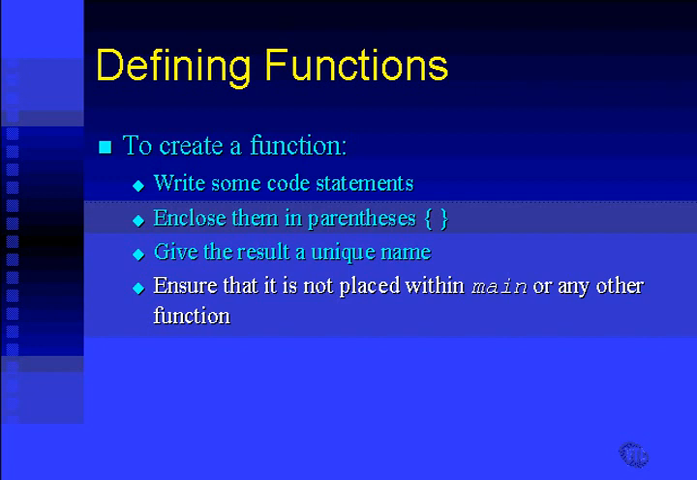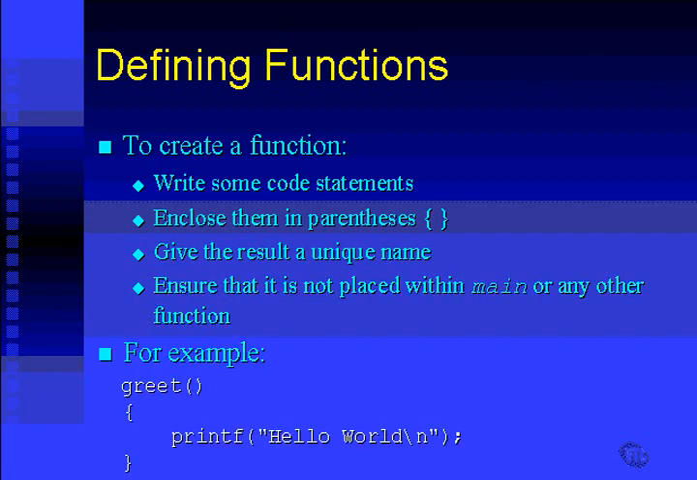Okay, so that will create your function. Here's an example of that. I created myself a little one-line function called greet. The one line of code is simply the printf hello world. We've seen that before. Now we enclose that in curly brackets, as you can see, and give the result a unique name. As far as I know, there is no other function anywhere in the standard C library or anywhere else that I know of called greet. So that's the unique name.